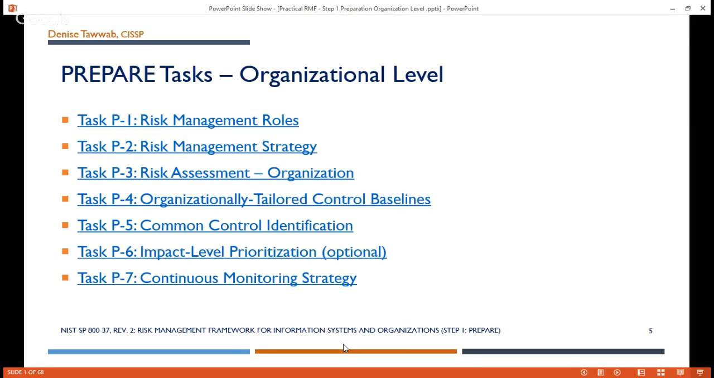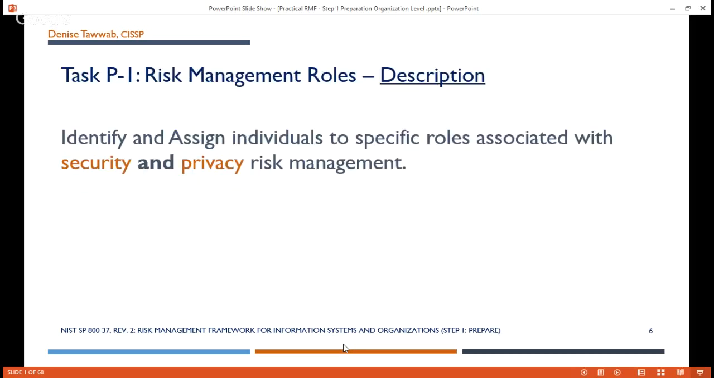And if you'll notice in Rev 2 of 800-37, NIST changed the way it numbers your tasks. Instead of just 1, 2, 3, it puts an alphabetic identifier at the front. So prepare tasks start out as P1, P2, P3, all the way through P18, I believe. So that's what you're seeing when you hear me say P1, P2, and then your other tasks will have a different letter at the beginning, of course.